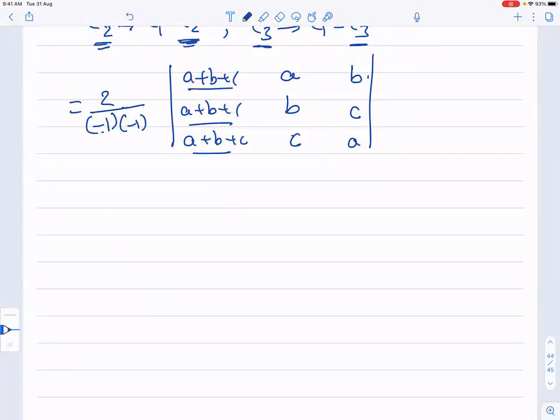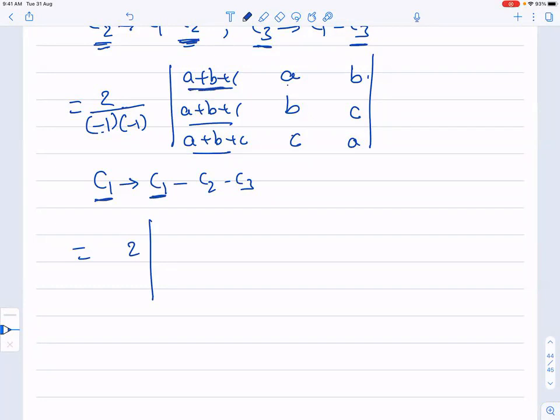I need only one term there, right? So I will write C1 goes to C1 minus C2 minus C3. So I am subtracting C2 and C3 from C1. So 2 times, and the coefficient of C1 I maintain the same. So no problem. No need to divide by any number.